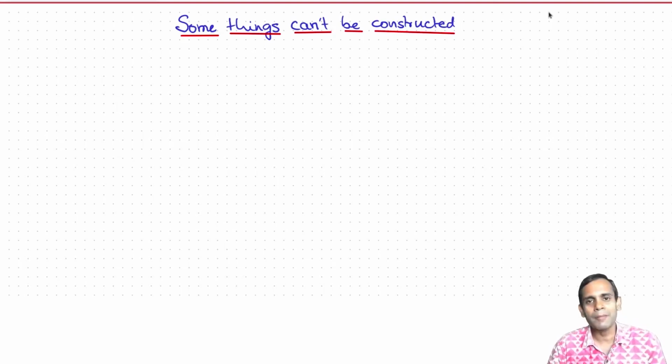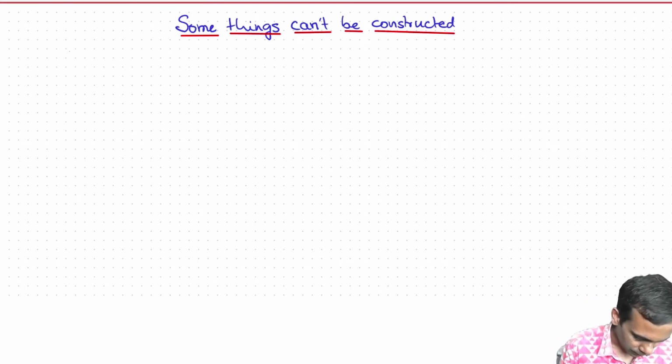So the most famous example of something that can't be constructed is that we cannot trisect an angle using straight edge and compass. In order to establish this, all we need to do is find one angle which cannot be trisected using straight edge and compass. So in order to do that, let's think about the construction of angles for a moment.